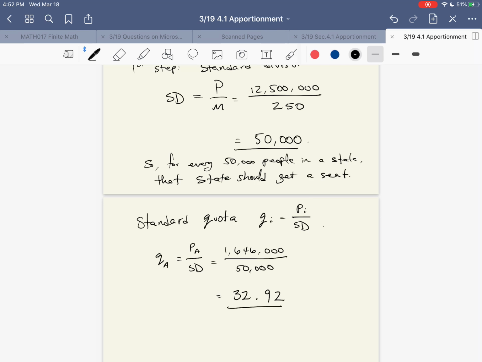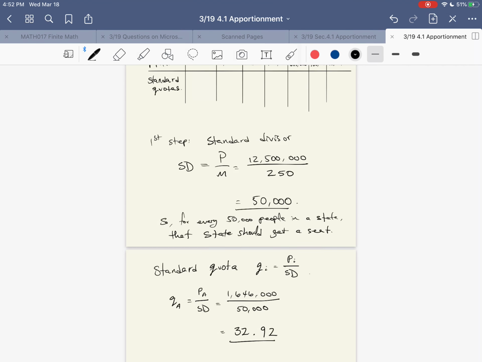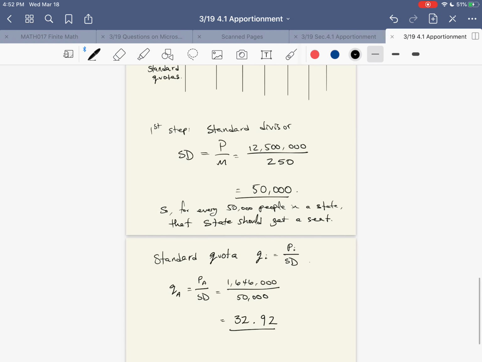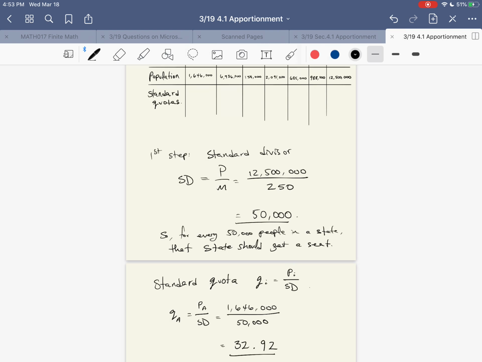So what does this mean? This means that if we could split up the state seats in half or in thirds or in 0.92s, then state A should get exactly 32.92 seats. But since that's not possible, we want state A to get pretty close to 32.92 seats, right? So already, hint, hint, rounding is going to be an important lesson to learn soon. So quota for state A is 32.92.